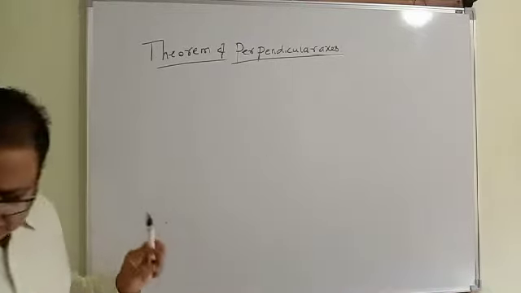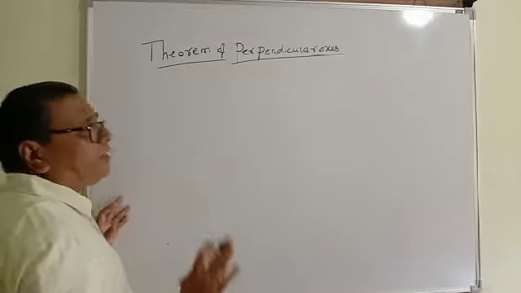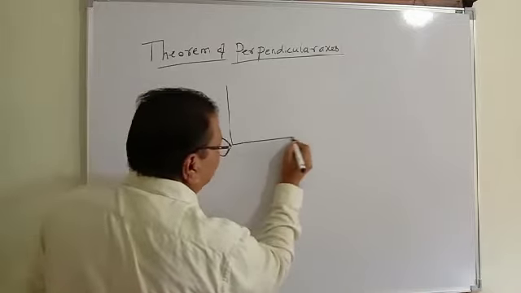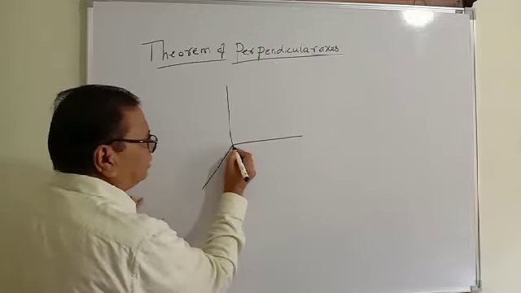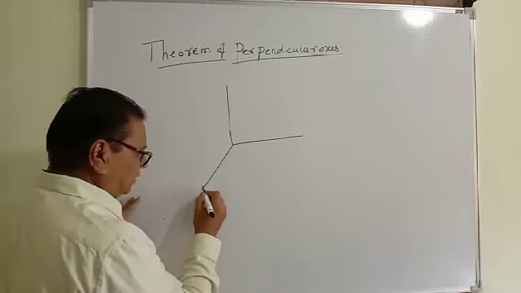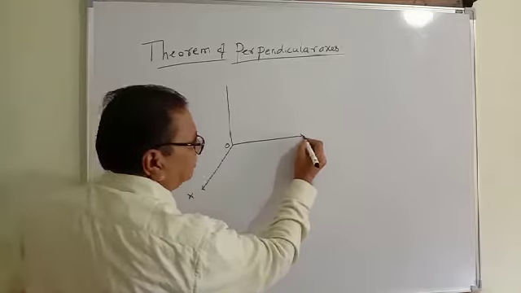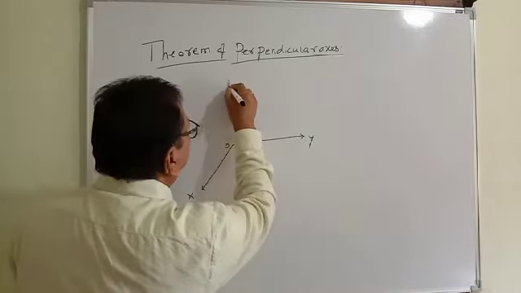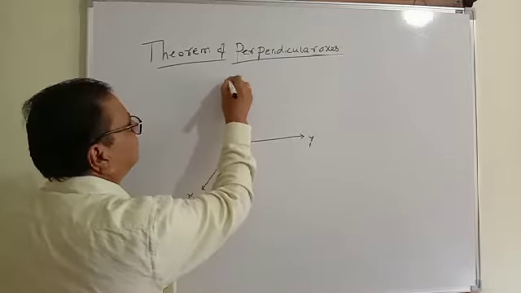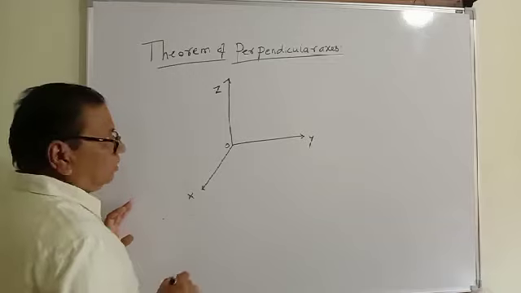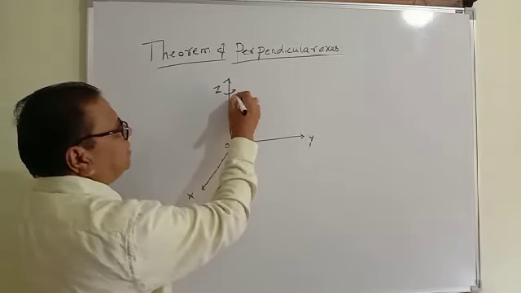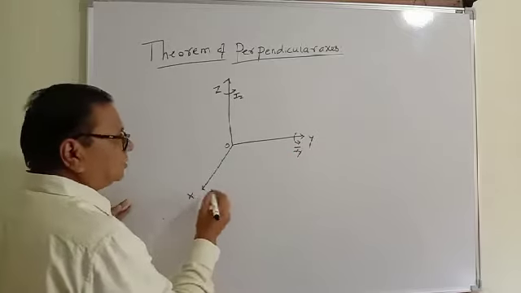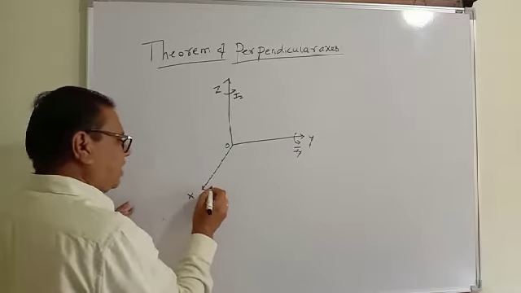As we have stated, this theorem is related to laminar bodies. It consists of three axes that are mutually perpendicular to each other and intersecting at a point in the body. Let us say x-axis, OX, y-axis, OY, z-axis, OZ. The moment of inertia of the body rotating about the z-axis is Iz, about the y-axis is Iy, and about the x-axis is Ix.